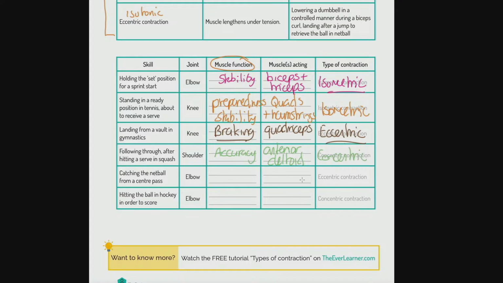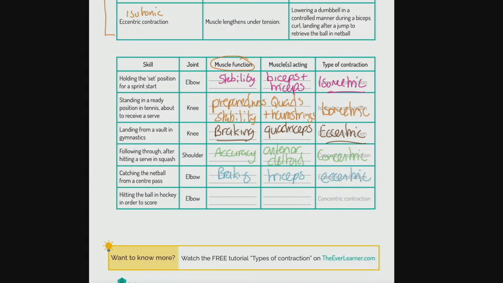Fantastic. Okay, this one gets interesting. Catching the netball from a centre pass. So a centre netball pings a really speedy pass to you and you've got to sort of cushion it and catch it in. What are we doing here? Well, again at the elbow, we are acting in a braking way. We are braking, we are slowing the ball down. Which muscle does this? The muscle that contracts and lengthens is the tricep brachii. Therefore, it is an eccentric contraction, as the document says.